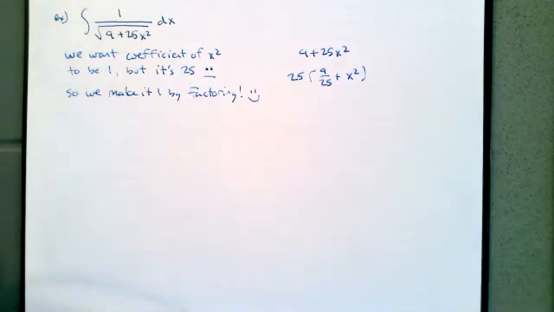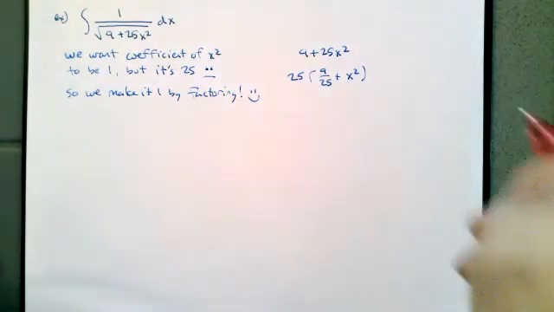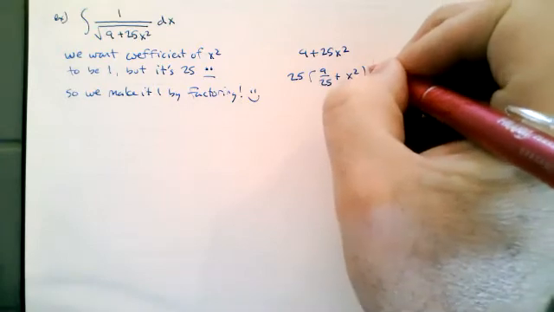So we factor out the 25. Now the coefficient of x squared is 1.